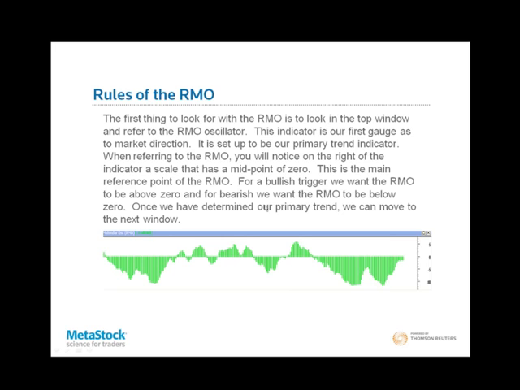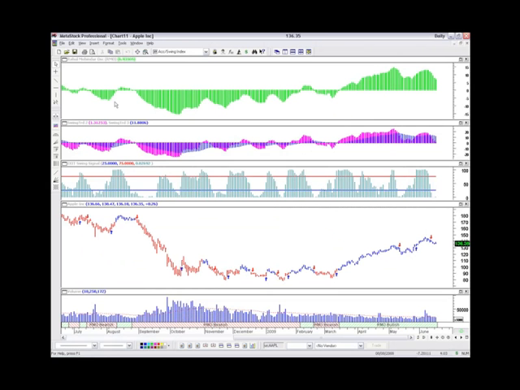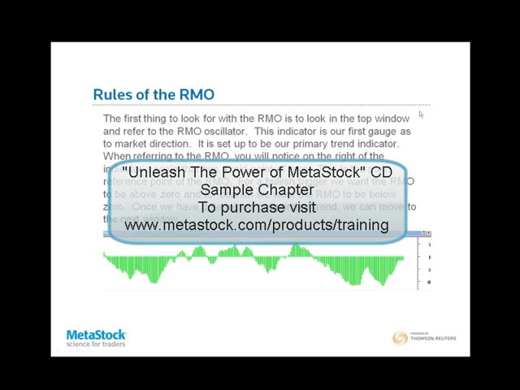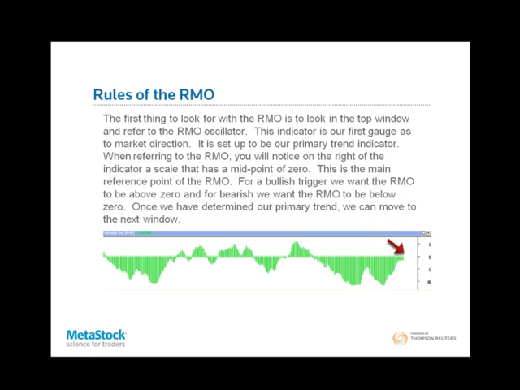No matter what type of trader you are, make sure to follow the first set of rules. So the first indicator you noticed was the one at the top here, the RMO. The first thing to look for is to look in the top window and refer to the RMO oscillator. This indicator is our first gauge as to market direction. It is set up to be our primary trend indicator. When referring to the RMO, you will notice on the right of the indicator a scale that has a midpoint of 0. So right down here you'll notice a midpoint of 0. This is the main reference point of the RMO.